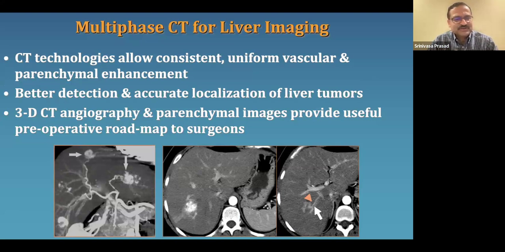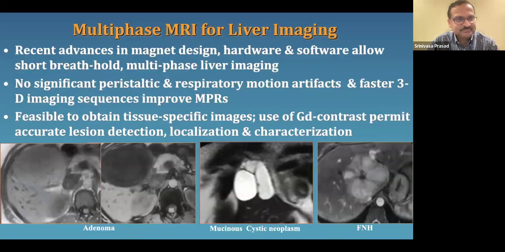What is interesting about the liver is that it has a dual blood supply. 25% of liver blood supply is by the hepatic artery, and 75% is by the portal vein. So we can image the liver in arterial phase and portal venous phase, taking a snapshot of the liver and its contents at various phases, so that we can do a better job at characterization of the tumors.